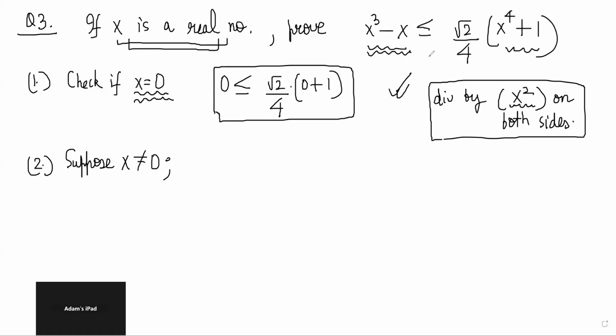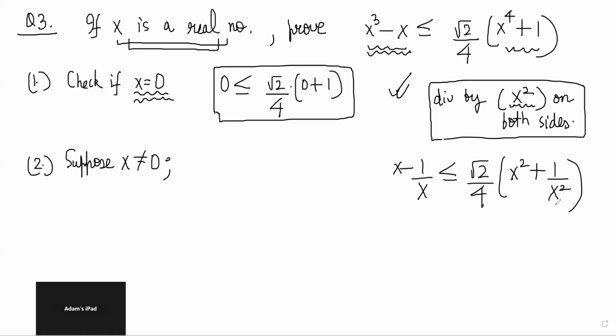So if you divide by x square on both sides, there is nothing to worry about in terms of the sign of the inequality. So I will get x minus 1 by x less than or equal to root 2 over 4 times x square plus 1 by x square. This is a much better thing to try to prove, because x minus 1 by x whole square itself is what?